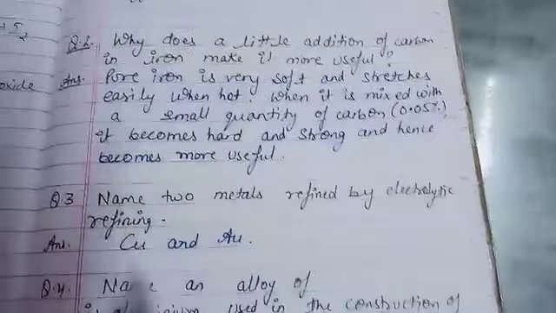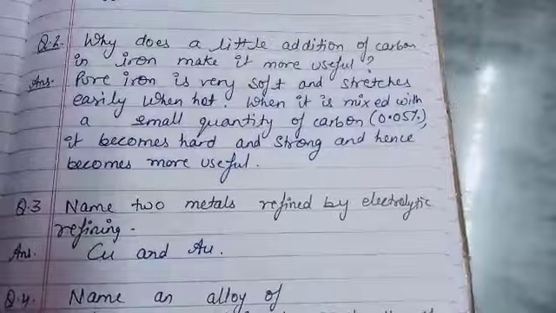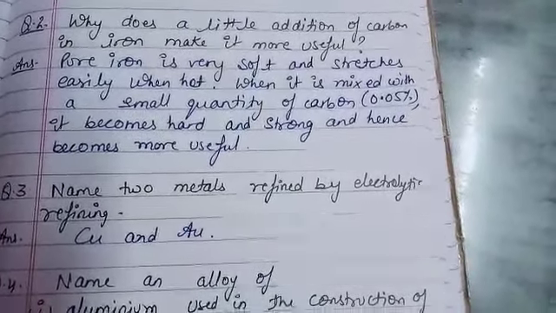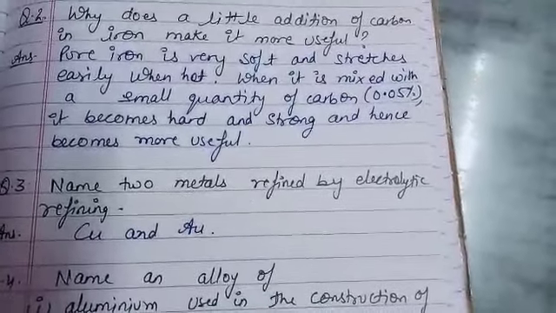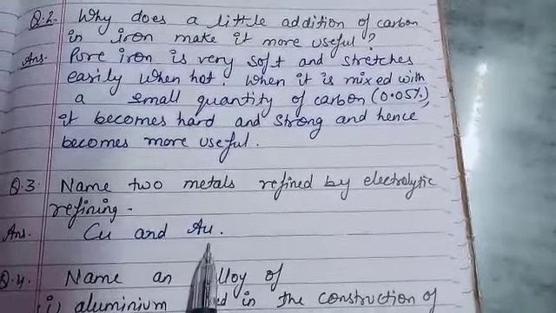Now the next thing is, name two metals refined by electrolytic refining. I think you know that we have done electrolytic refining for copper. So one example is copper, and another you can give is gold. We have other examples also, such as silver and platinum. The two are copper and gold.